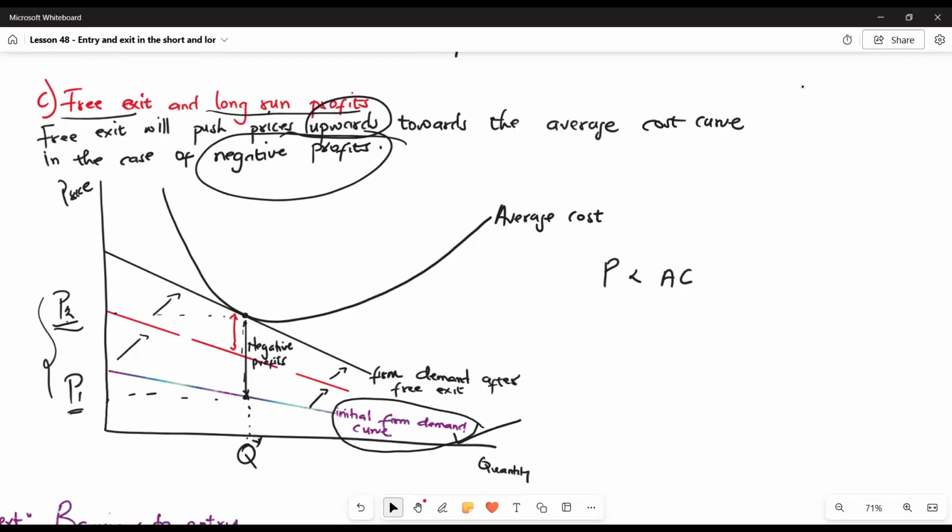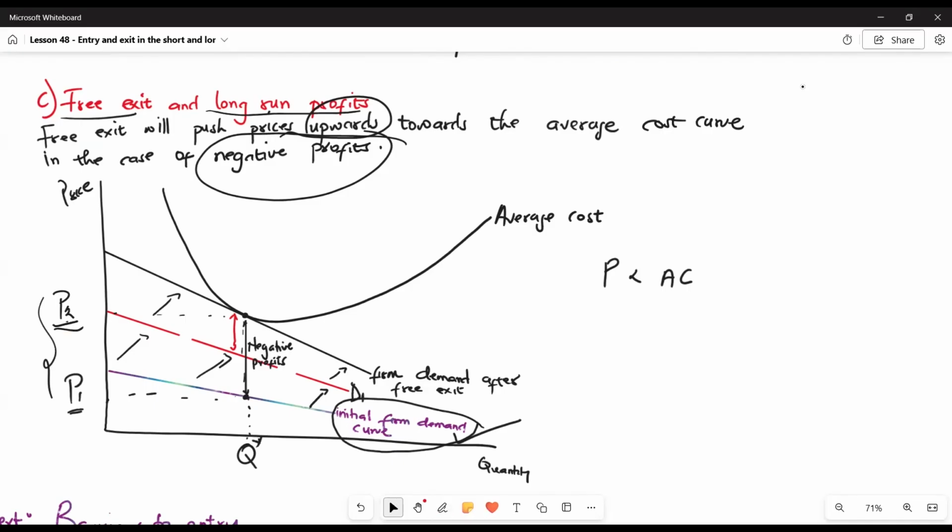So free exit in this market means that some firms will consider leaving the market. When firms leave the market, those that remain will experience an increase in their demand, shifting their demand curve to the right, as well as an increase in their market power because of the reduction in competition. So this might initially shift the curve to this red one, let's call it D1.